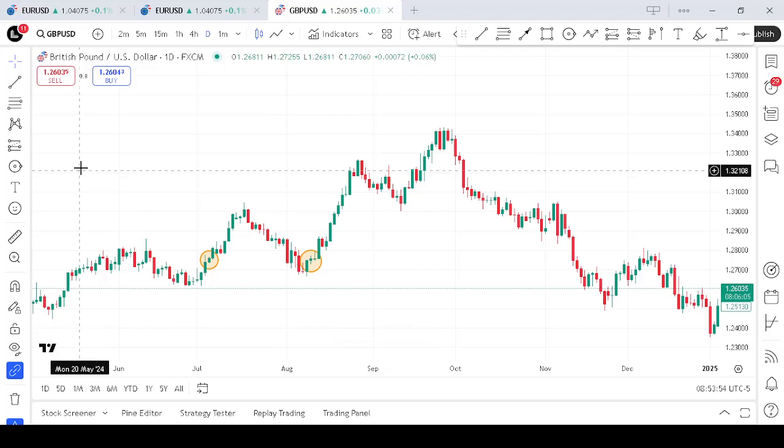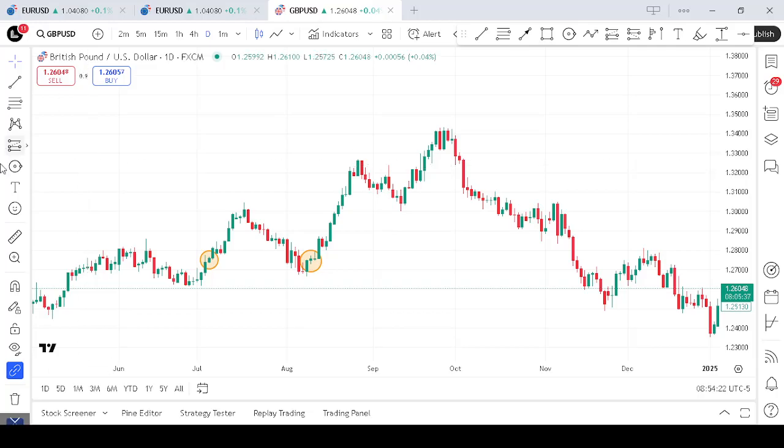The beauty of this strategy lies in its versatility. You can apply it across any currency pair and it still remains effective in both trending and ranging markets. However, its reliability increases significantly when combined with key support and resistance levels or a technical indicator. Now let's look at the trading rules for this strategy.